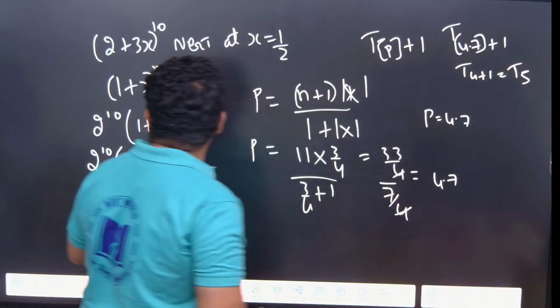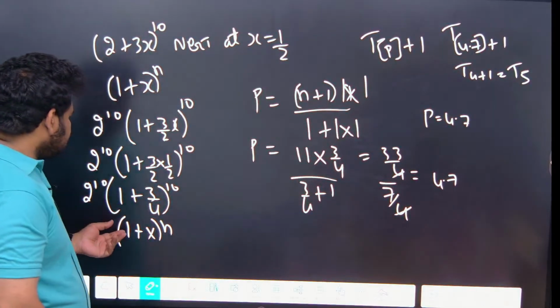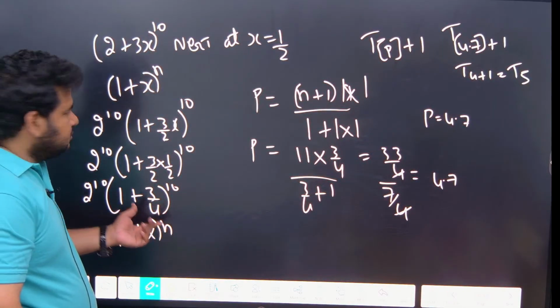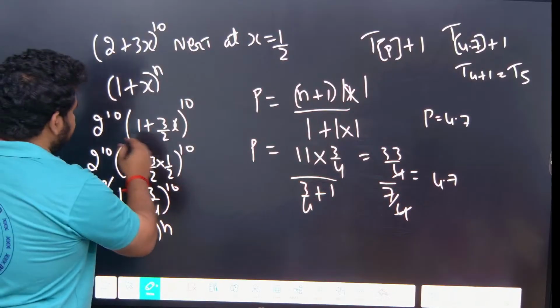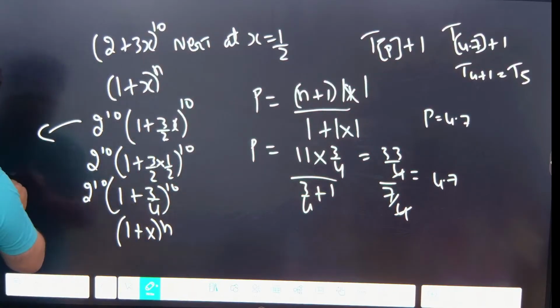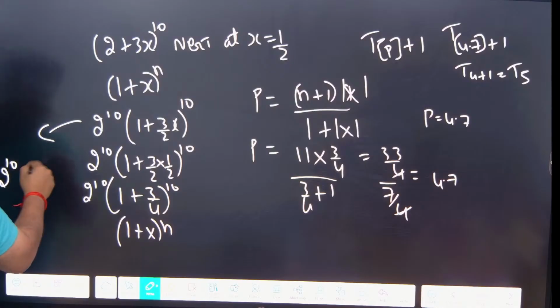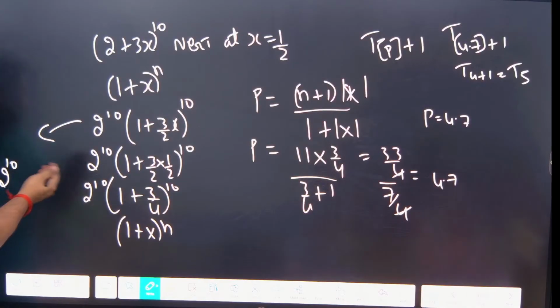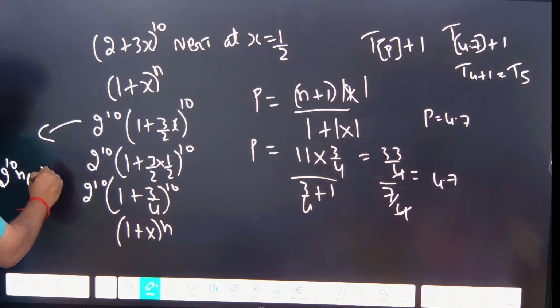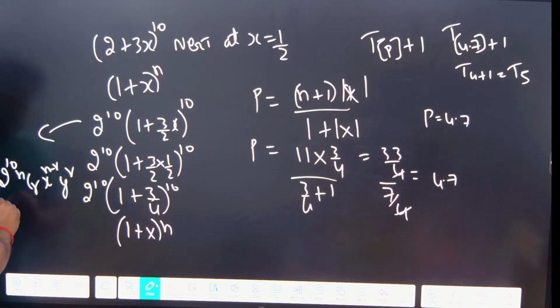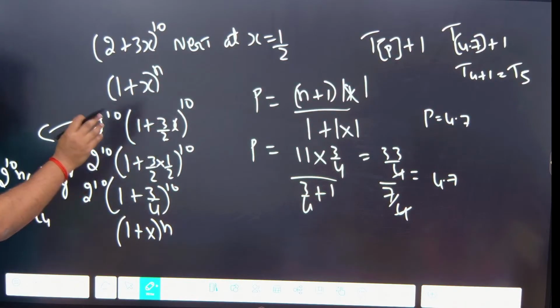So this will be equal to what? 1 plus x to the power of n is there. Now for this one, if I put 2 power 10, write it as it is. The general term is nCr into x power n minus r into y power r. So 2 power 10, write it as it is. nCr is 10C4, r is 4 here. T5 means you should write it as T(4 plus 1), T(r plus 1).